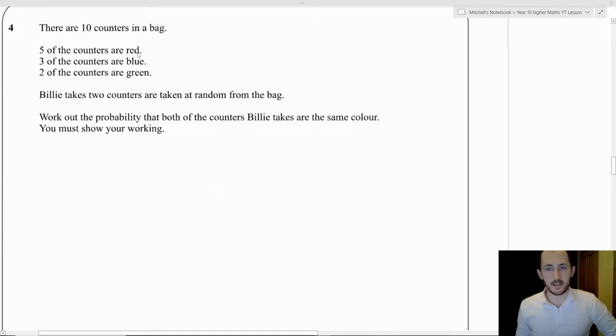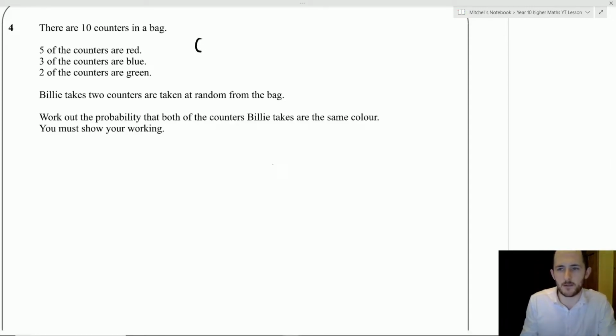Okay, now here it gets a bit more tricky, right? Because we have 3 colours. So there are a few more combinations, but it's the same maths. So again, let's draw a diagram out. We have 1, 2, 3, 4, 5. These are reds. We have 1, 2, 3 blues. And we have 1, 2 greens.